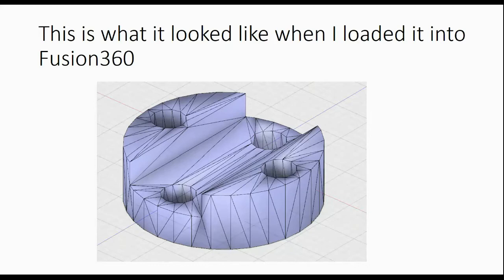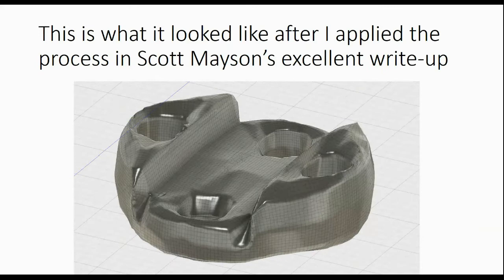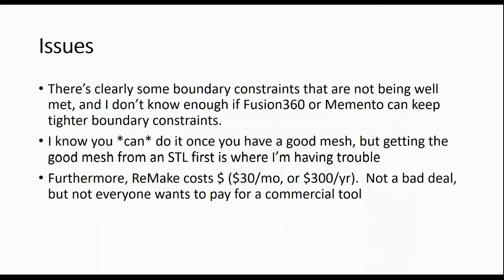And then when I applied the process that was described in the excellent video before, in Scott Mason's video, this is what came out. Now, I wasn't using that process for what it was intended for. I wanted to see if that would make this work, and clearly there are some boundary constraint problems. Maybe if I knew either Fusion 360 better or Remake better, this might work, but I don't. So maybe if you know how to do it, please shoot me a note, post in these comments.